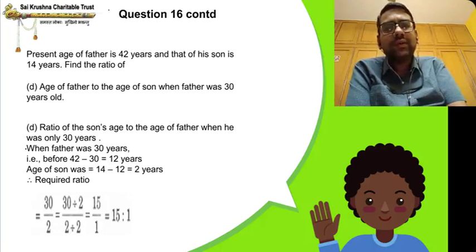So the required ratio of age of father to son when the father was 30 years old is 30 to 2. Age of father is 30 years. Age of son is 2 years when the father was 30 years old. So we will divide 30 and 2 by 2. Why 2? Because 2 is the HCF of 30 and 2. We will get 15 by 1. 15 by 1 is the fractional form. In ratio, how will we write it? 15 is to 1.